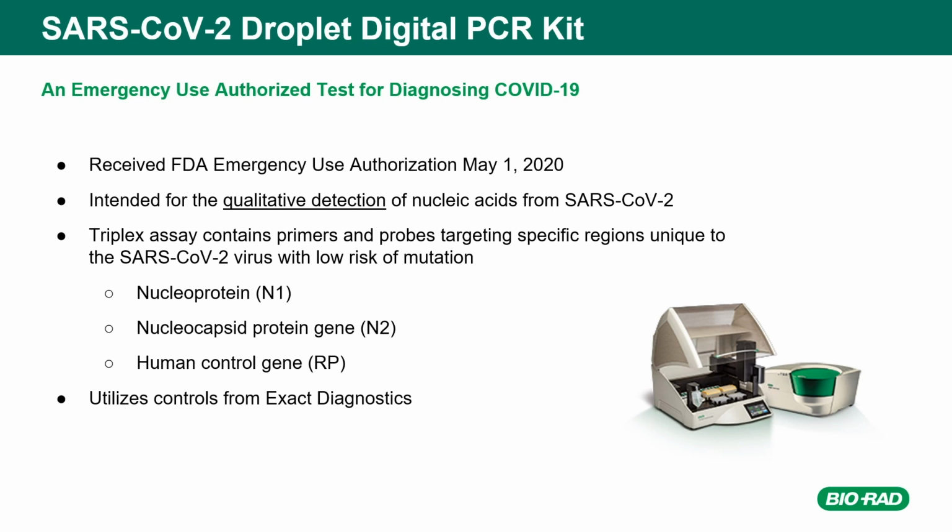It targets the N1, N2, and human RPP30 genes and utilizes positive and negative controls from Exact Diagnostics. It has been shown to have high sensitivity and precision in low viral abundance samples, as well as resistance to the inhibition often seen in RT-PCR testing using traditional methods.